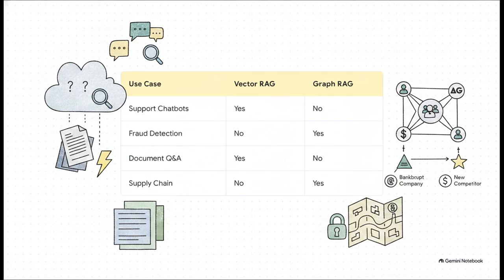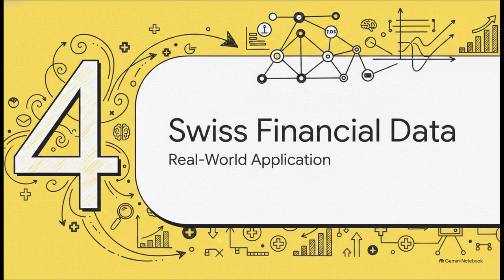Vector RAG is going to lose that connection in the noise, but GraphRAG traverses that exact relationship. Let's look at a real-world example in Section 4, decoding Swiss financial data.